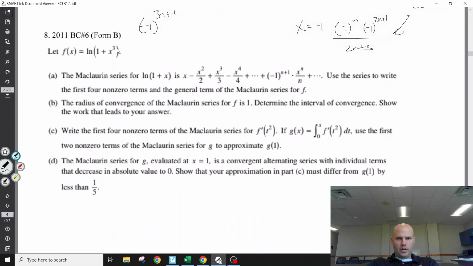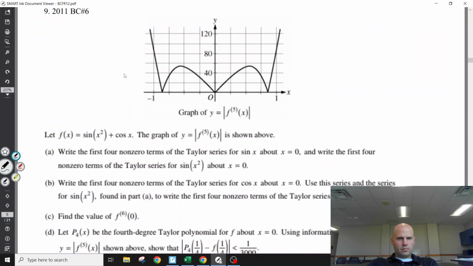I don't want to do this Form B question. We're going to use Lagrange error. It's all about the next term, but Lagrange error is all about the max value you could get for your next term. Anyways, I'll show you when we get there.